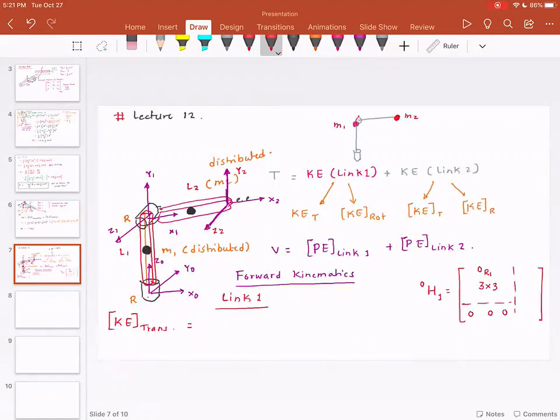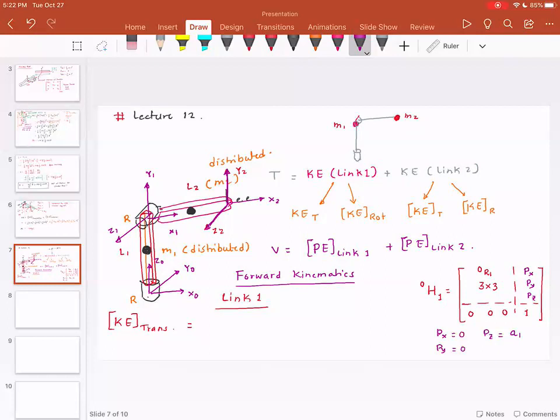You are going to have 0, 0, 0. You are going to have 1 over here. And you would have Px, Py, Pz. Now, Px, Py, Pz is the distance between frame 1 and frame 0. I want you to look at the expression for Px, Py, and Pz. Look at 0H1 from lecture 12. You will notice your Px is 0, Py is 0, and Pz is equal to A1.